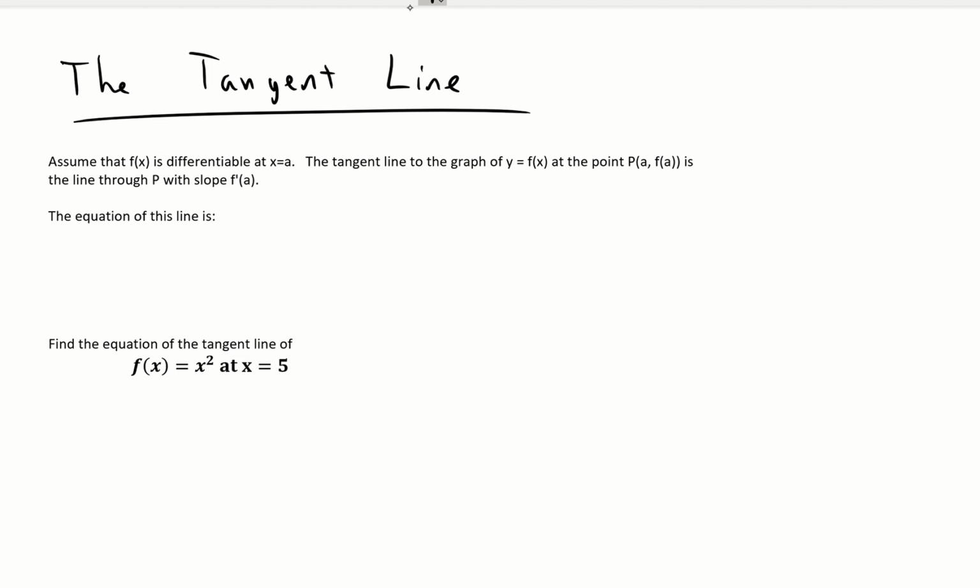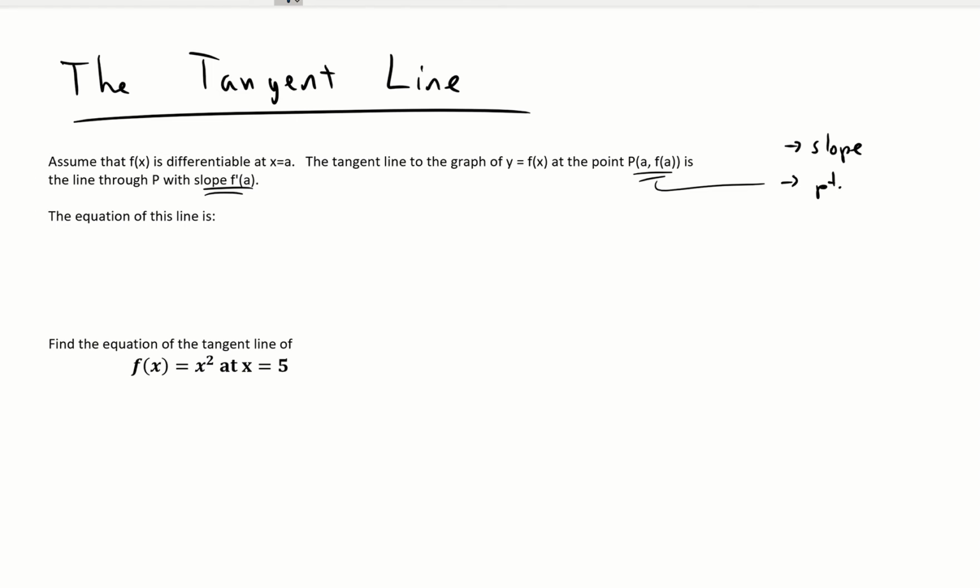So assuming that f of x is differentiable, that is to say we can find its derivative at x equals a, the tangent line to the graph of y equals f of x at a given point P, with coordinates a, comma f of a, is the line through P with the slope f prime at a. Remember, what two things do we need to know in order to write the equation of a line? We need to know the slope and a point. So if we know a point, all we need to know is the slope, and that's what the derivative tells us. And the derivative is f prime at a.